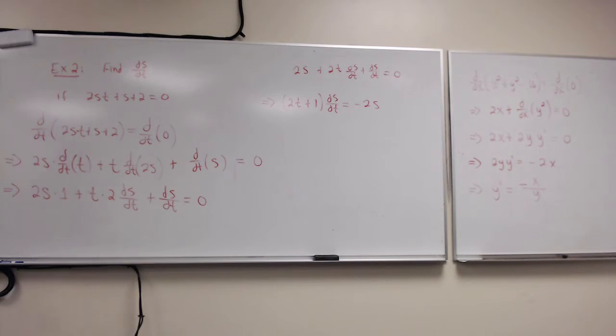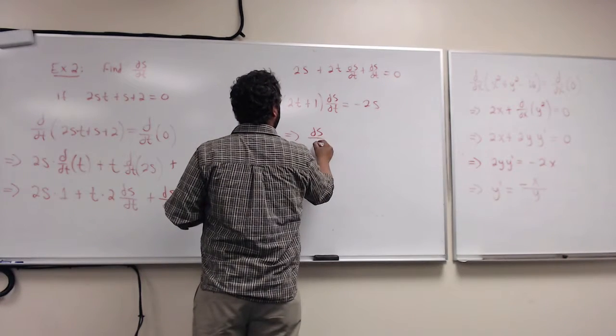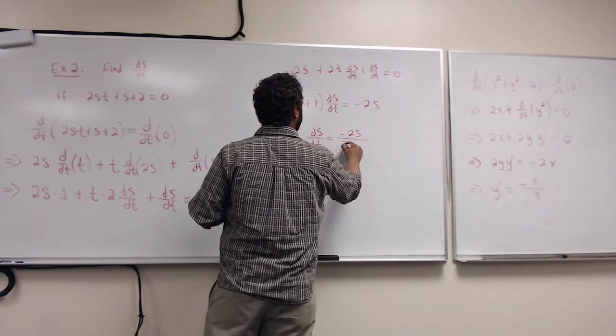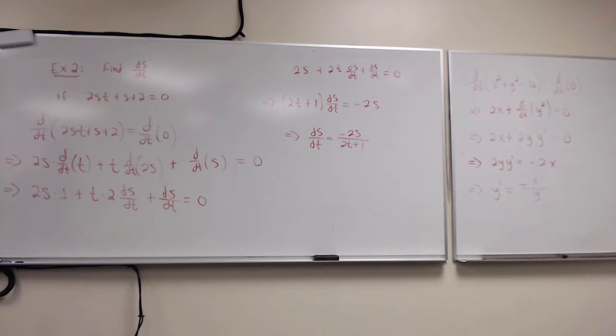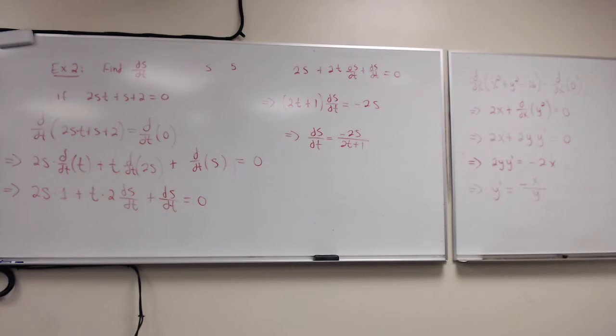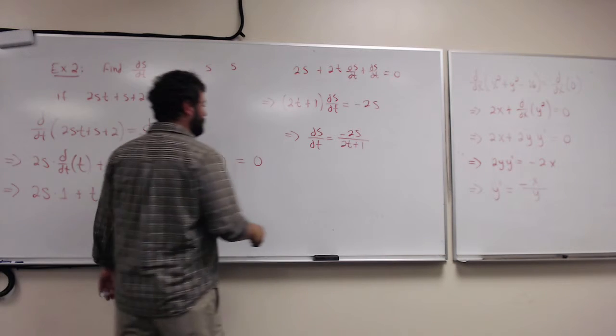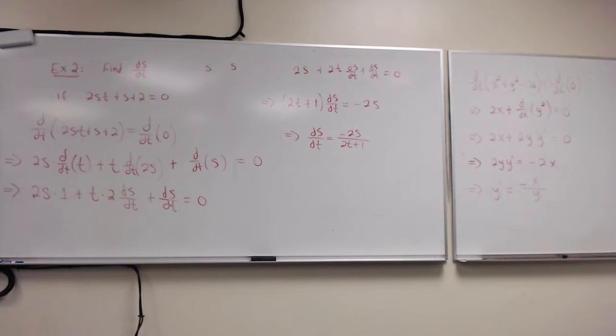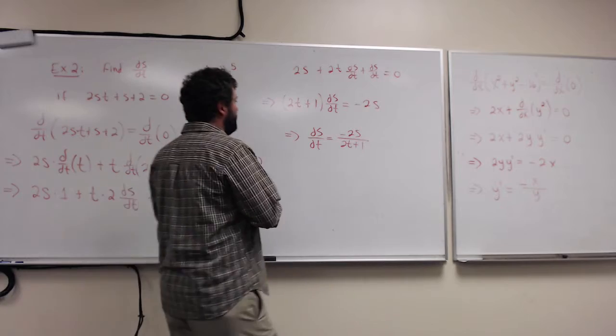And then finally, if you divide by the 2t plus 1, ds/dt is minus 2s over 2t plus 1. That's an s, not a 5. I don't know if you guys have realized that my s's are curly and my 5s have the... so hopefully I make it clear enough. Let me just look through this one more time, make sure I didn't screw anything up. Okay, that would be it. That'd be ds/dt.